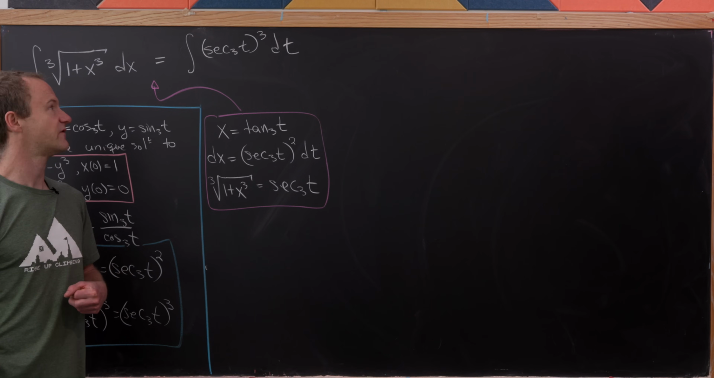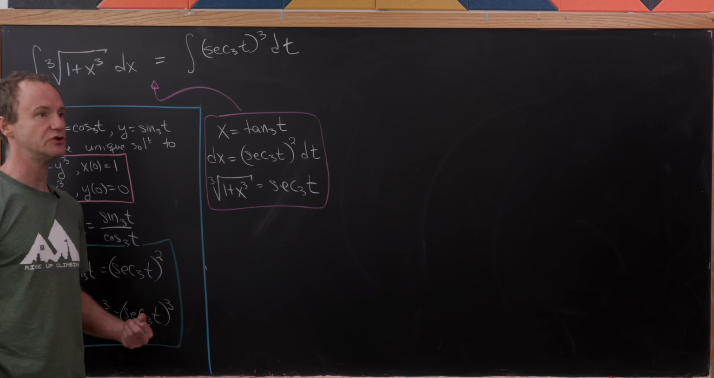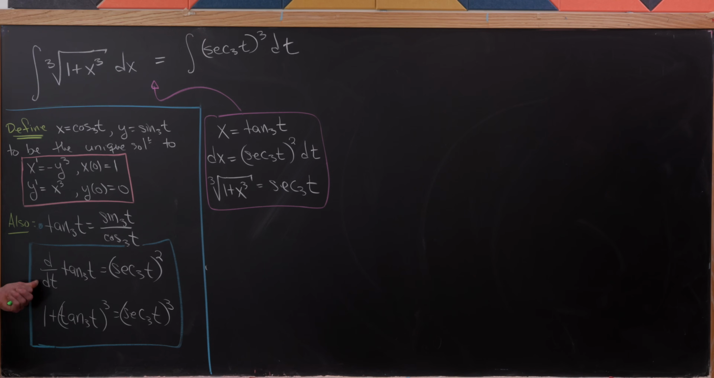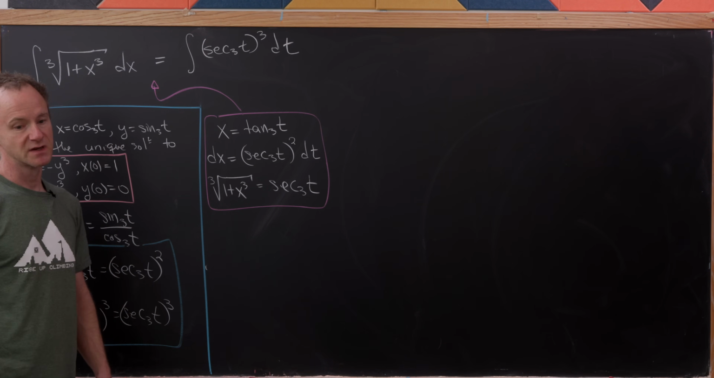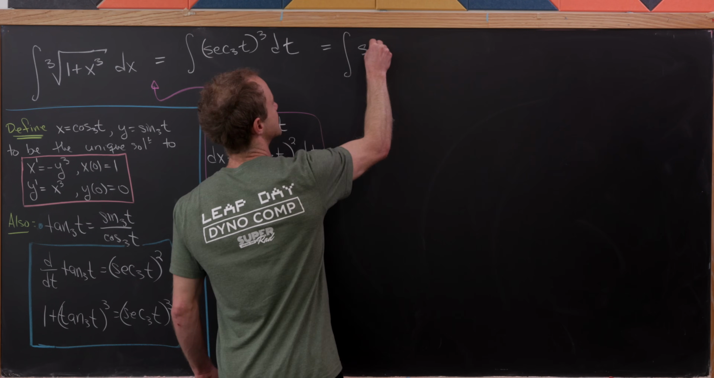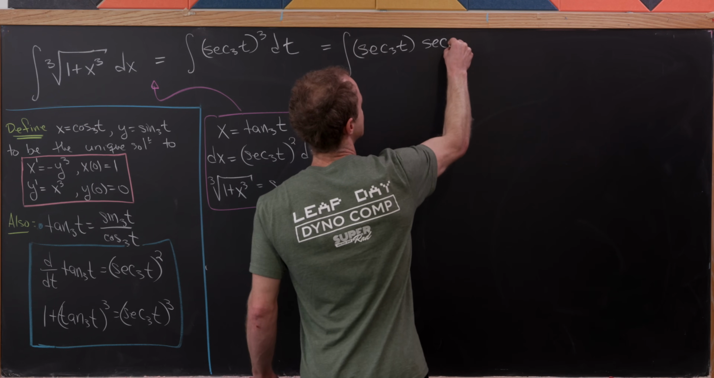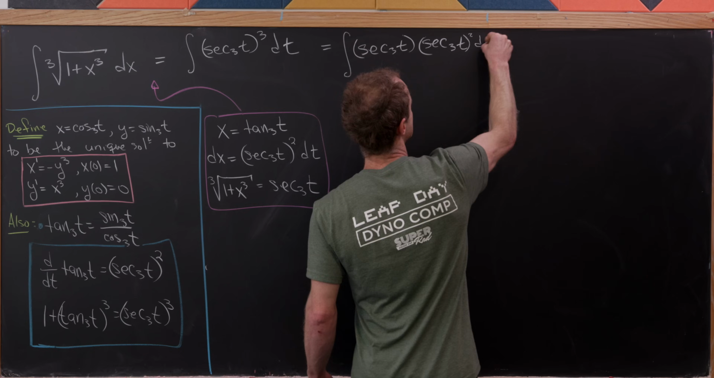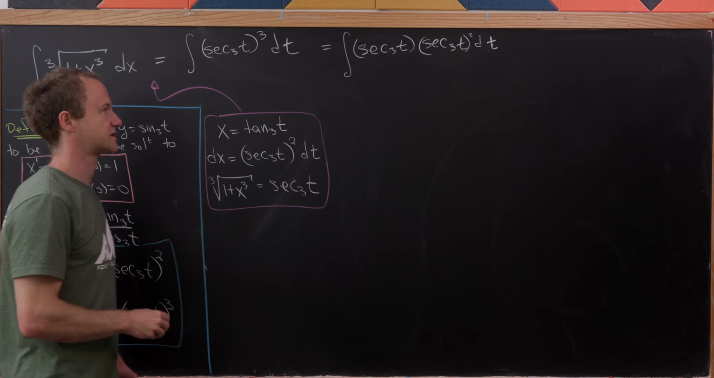Well, we can in fact evaluate this using a pretty similar strategy to what we would do if this were the regular secant. And that's motivated by this fact that the derivative of tangent 3t is secant 3t. So let's split this up as follows. We'll write this as the antiderivative of sec 3t, and then sec 3t squared dt. And then what we'll do here is a round of integration by parts.